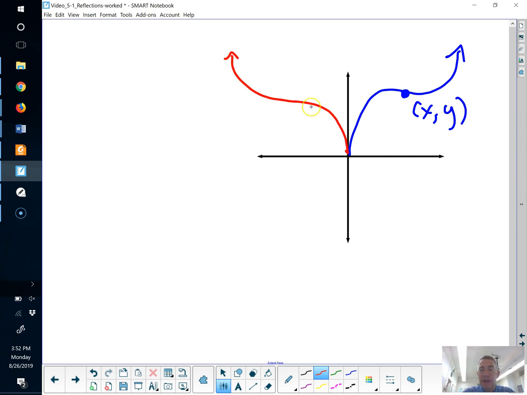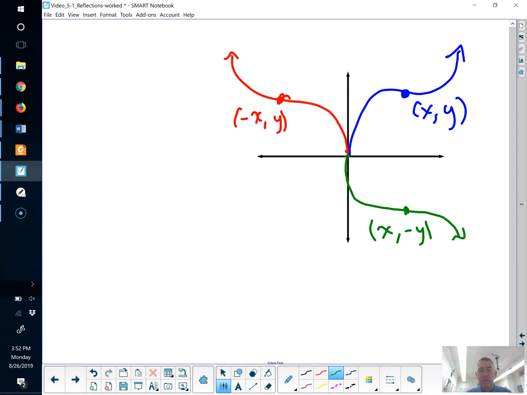And the point that's currently (x, y) would now have x be the opposite of x, and the y would still be the same. On the other hand, if we wanted to reflect it over the x-axis, it would go down here. And this would now be the same x and the opposite y.